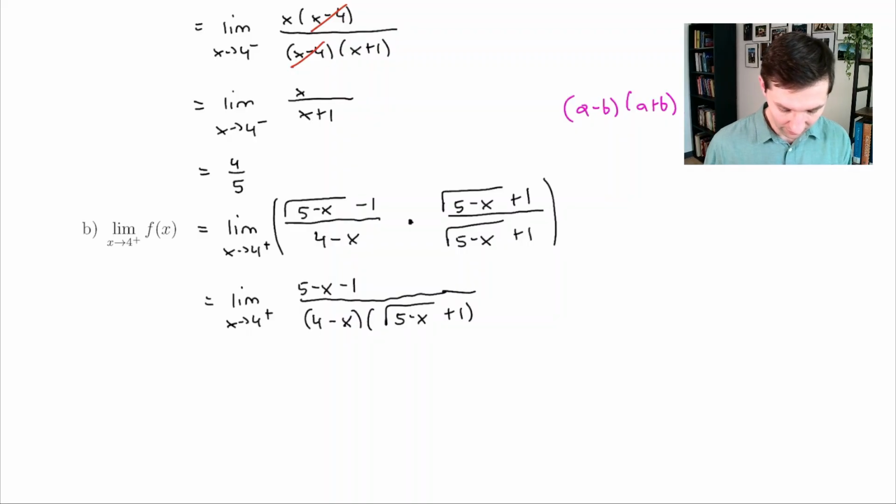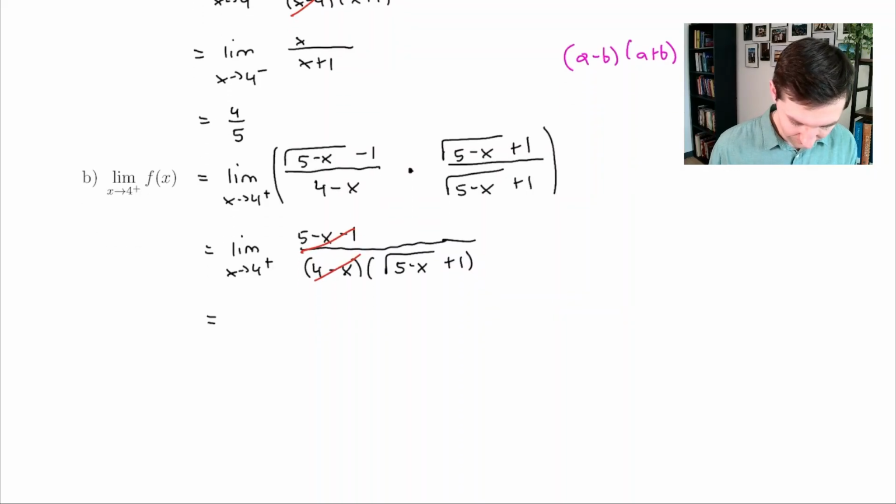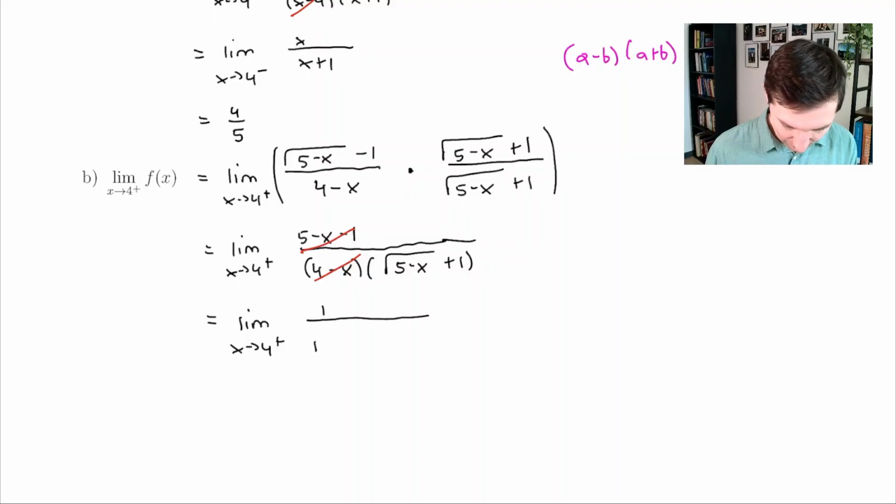In the numerator, I have 5 minus 1, that gives me 4. So I have, in the numerator, 4 minus x. In the denominator, I also have 4 minus x. So I can divide those out. And I will get the limit as x goes to 4 from the right of 1 divided by square root of 5 minus x plus 1.